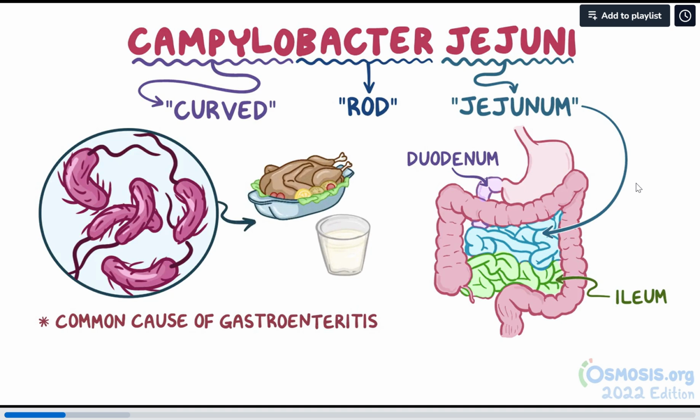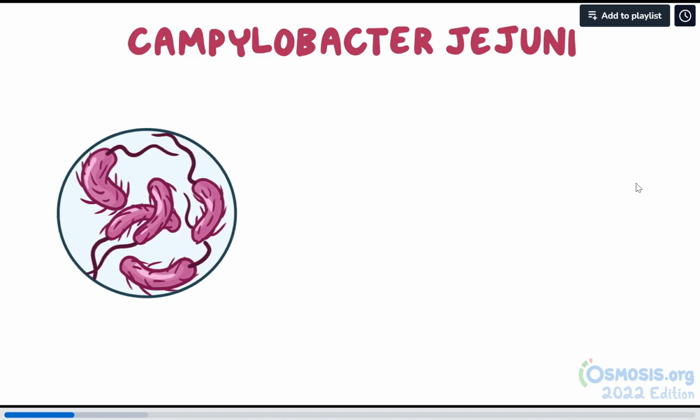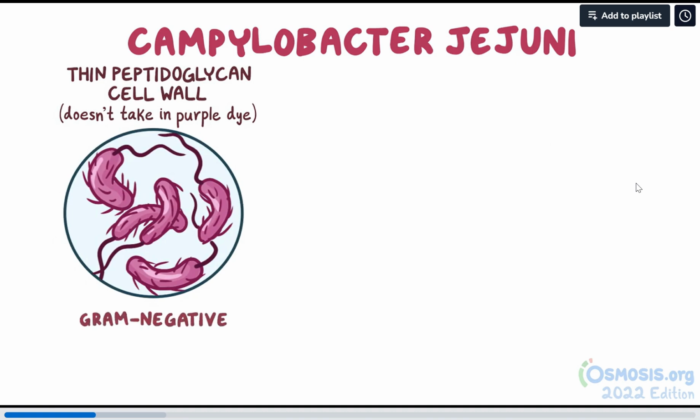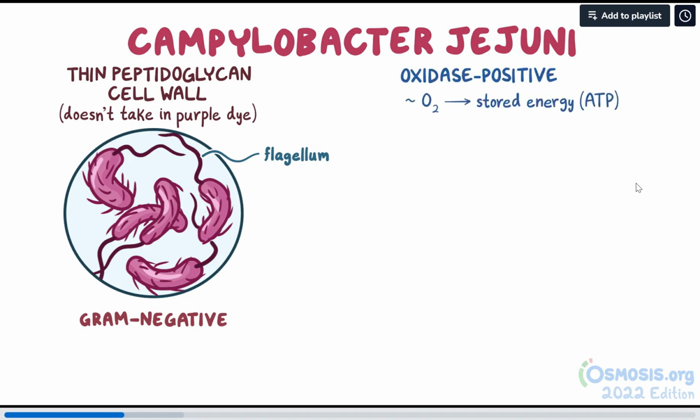Now let's talk microbe anatomy and physiology. Campylobacter jejuni is a comma-shaped bacteria that has a thin peptidoglycan cell wall, which doesn't take in the purple dye when gram-stained and instead appears pink or red, which makes it a gram-negative bacteria. It also has a flagellum at one end which it uses to get around, so it's a motile bacteria. In addition to this, it's oxidase positive, meaning that it can use oxygen to create stored energy or ATP.